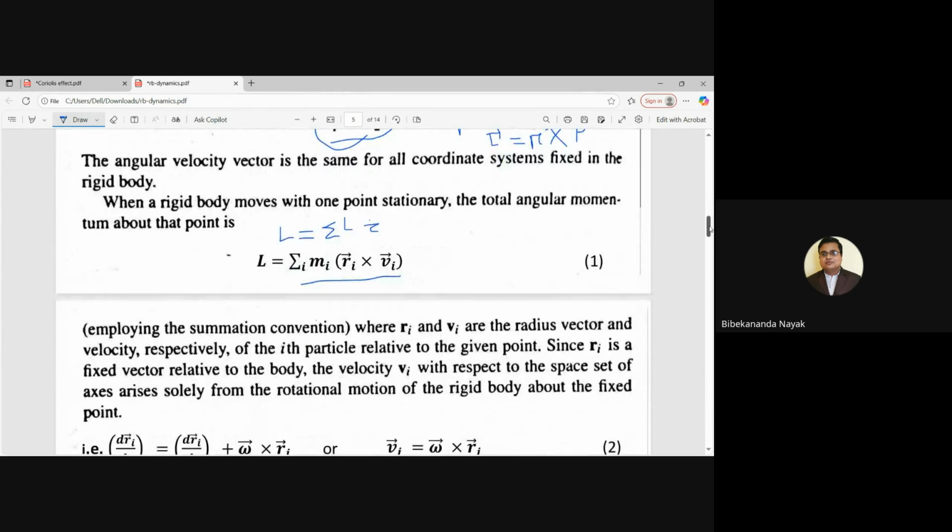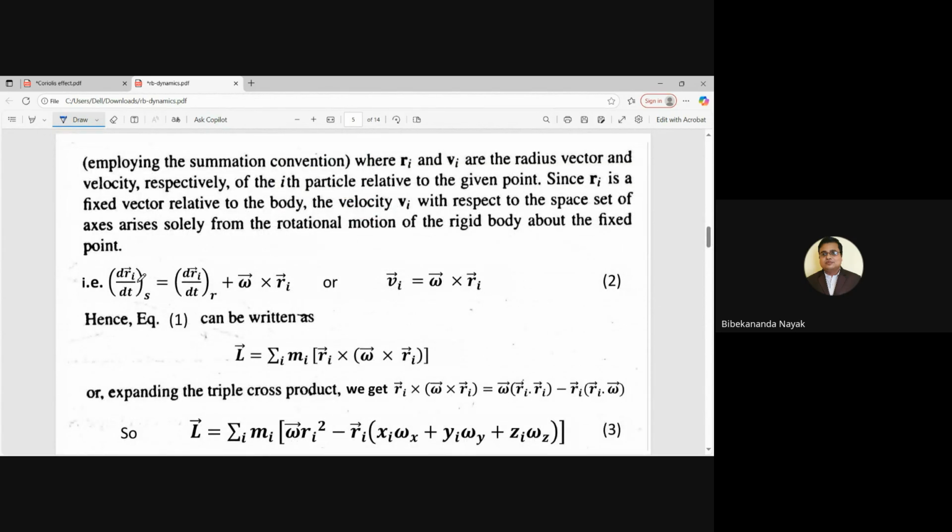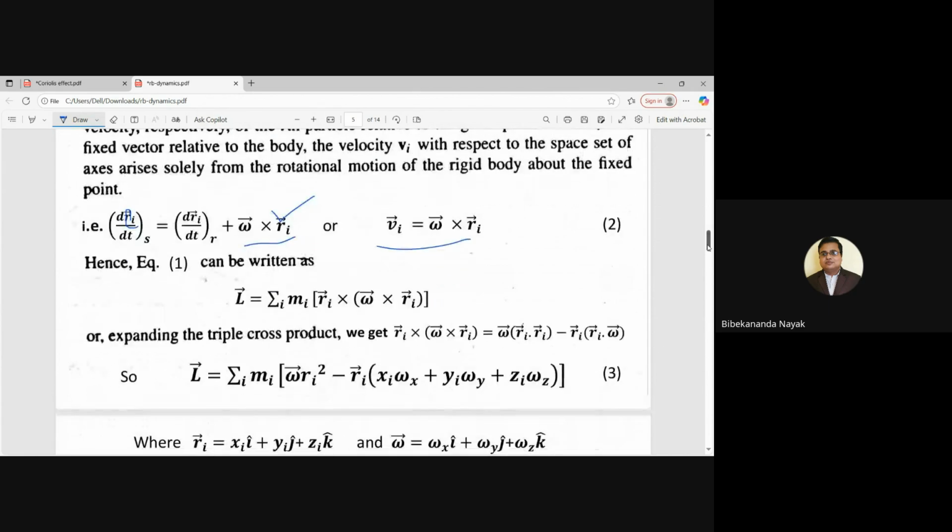But Vi is dri by dt. We know the formula: dri by dt in the space frame is equal to dri by dt in the rotating frame plus omega cross Ri. Again, dri by dt in the body frame is zero, so Vi is equal to omega cross Ri. We put Vi equal to omega cross Ri, so our formula will be L equals sum of Mi Ri cross omega cross Ri. In place of Vi, I write omega cross Ri.